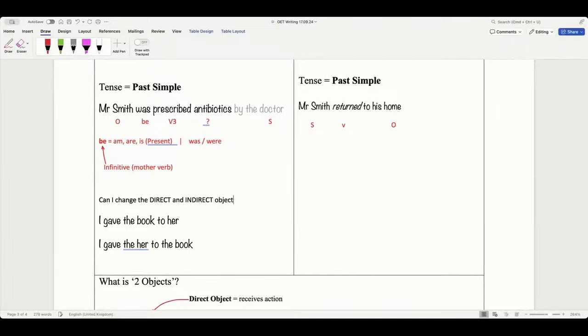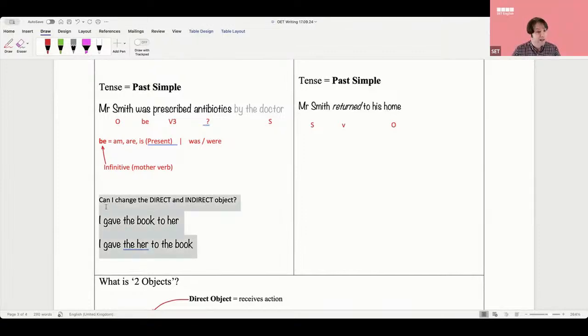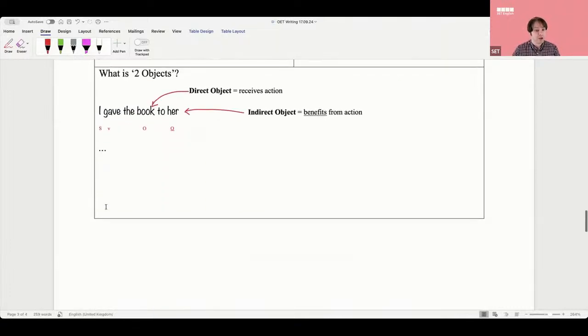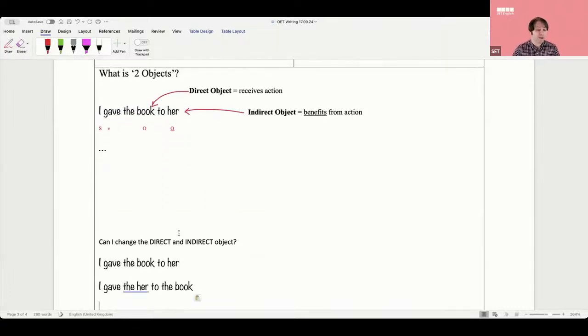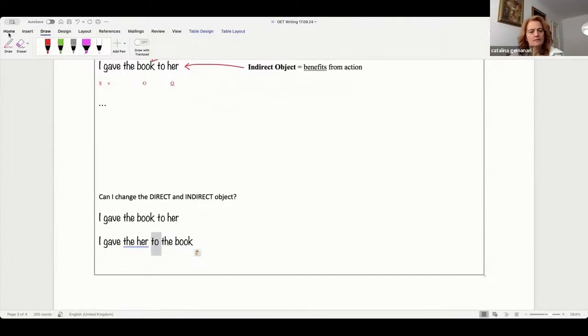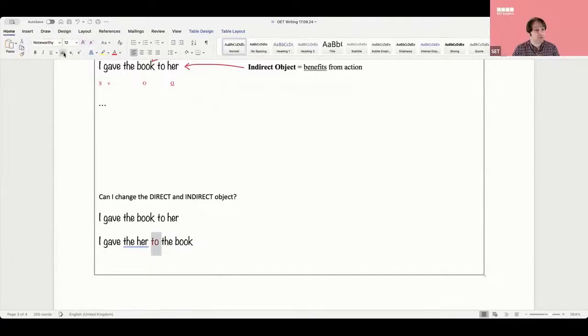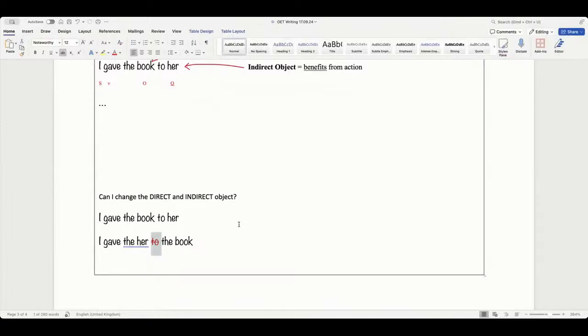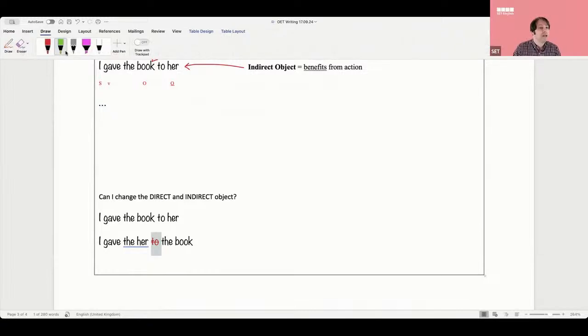Sometimes, yes. It is. It's very, very easy to change. Shall I show you how? Look. Delete the preposition. I gave her the book. What did you give to Mary? I gave her the book. It's correct.